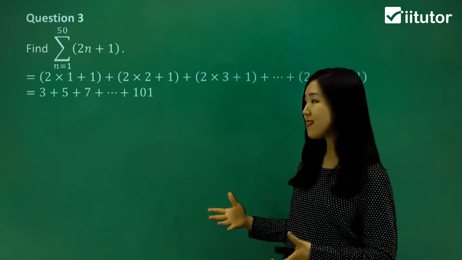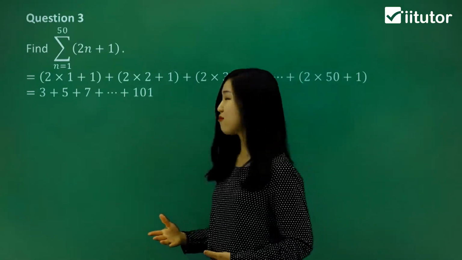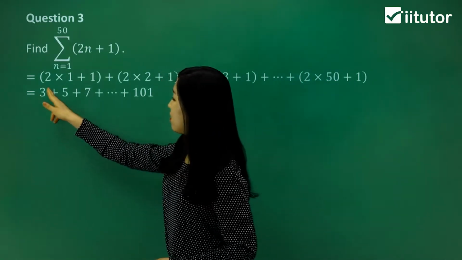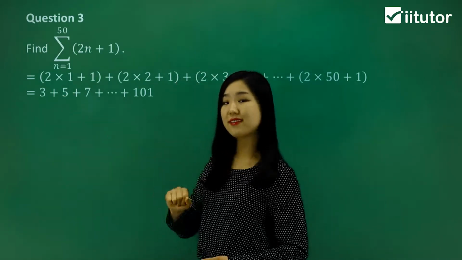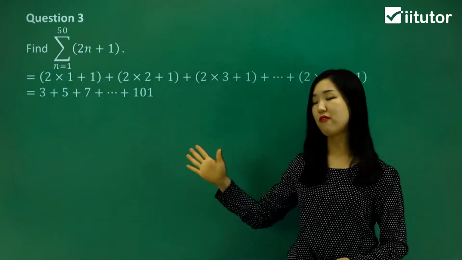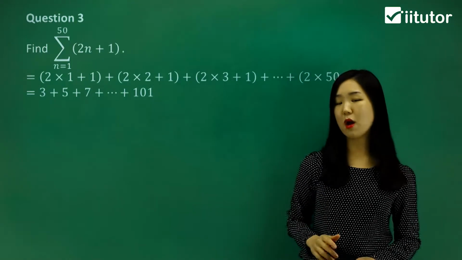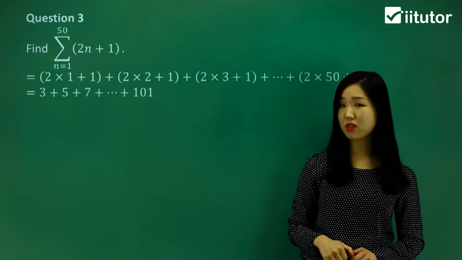So guys, can you see that arithmetic progression that I've mentioned? See, 3, 5, and 7. The common difference is 2. 3 plus 2 is 5. 5 plus 2 is 7. So that's the common difference. So we know it's going to be an arithmetic series.